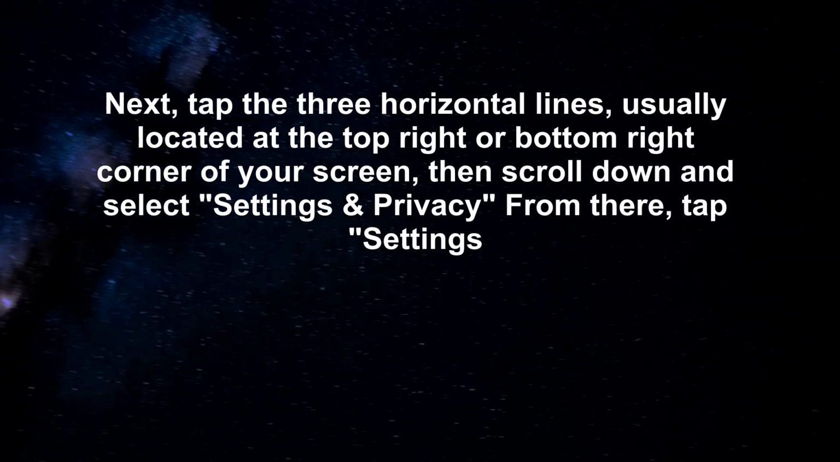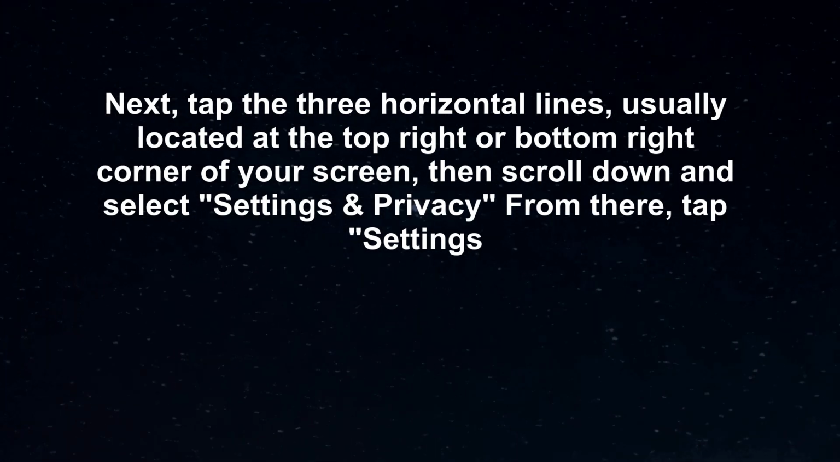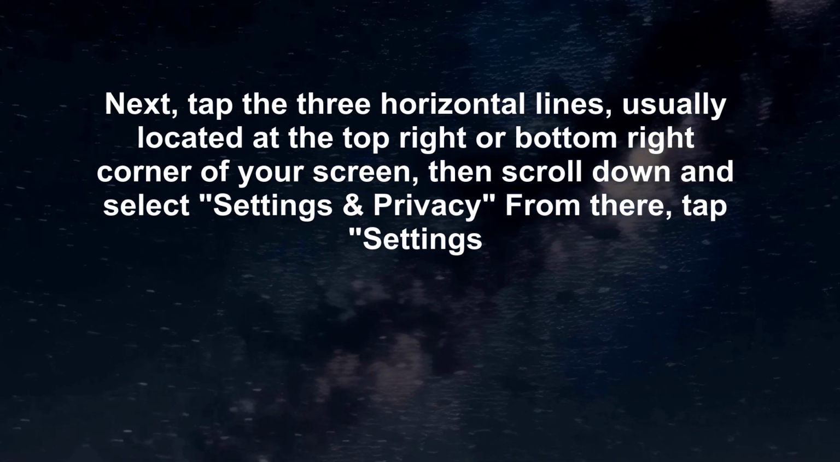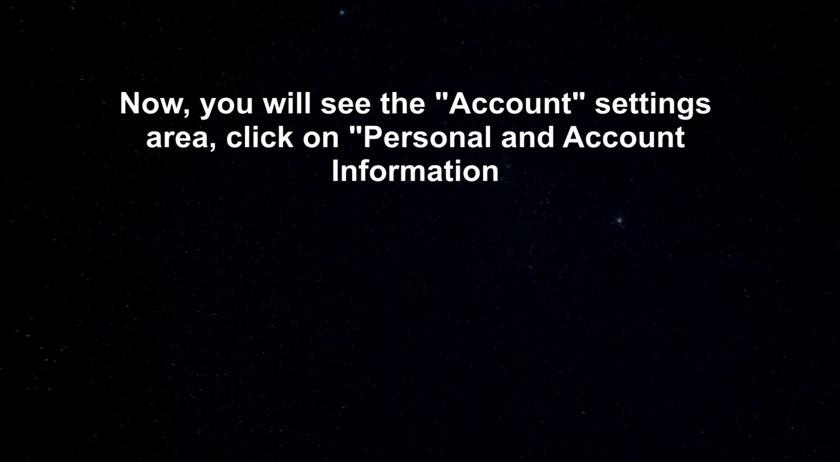Next, tap the three horizontal lines, usually located at the top right or bottom right corner of your screen. Then scroll down and select Settings and Privacy from there. Tap Settings. Now, you will see the Account Settings area.